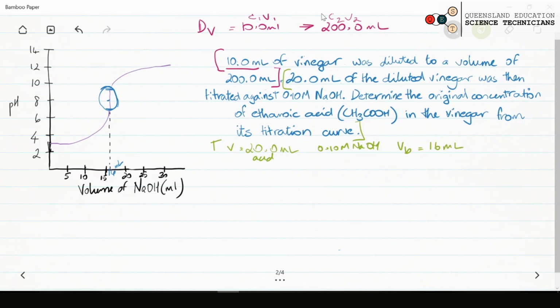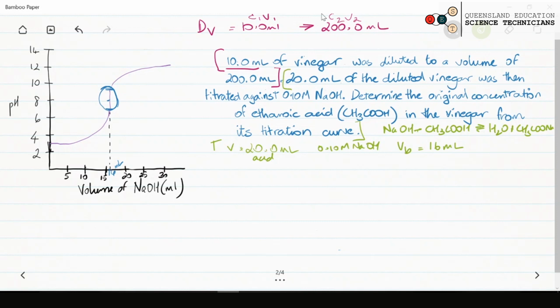So then I have to determine the original concentration of the acetic or ethanoic acid in the vinegar from its titration curve. So we do that in the same way as we did before. The first thing we do is we write out our equation. And in this case, it's a weak acid with a strong base. Therefore, we're going to need the equivalence arrows. So it's going to become our water plus our sodium acetate. And again, we have a 1:1 ratio.